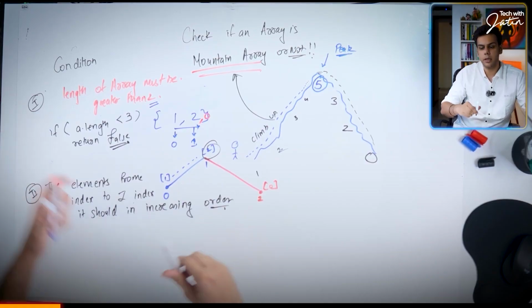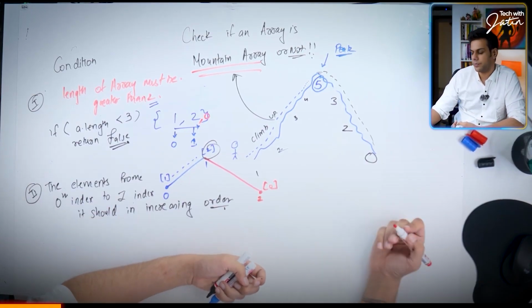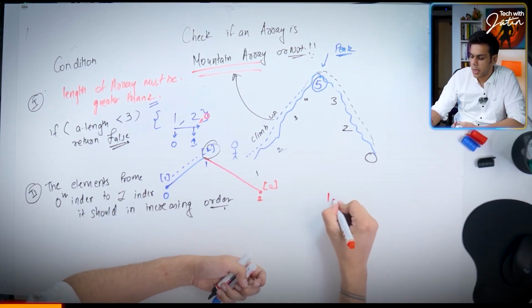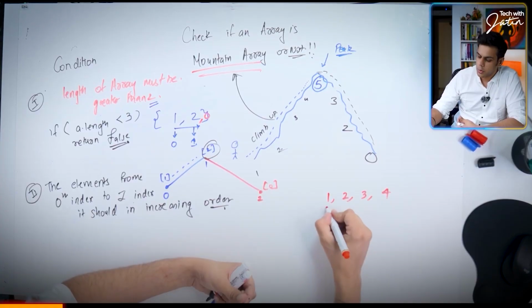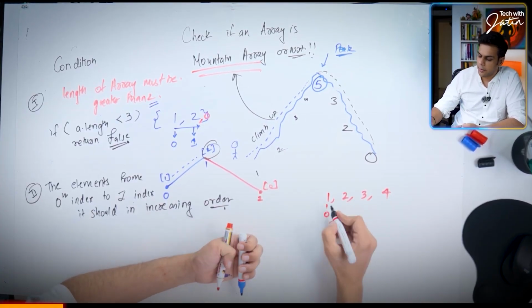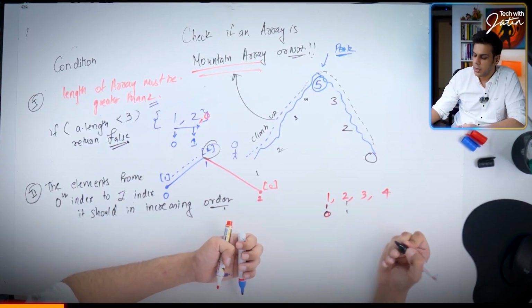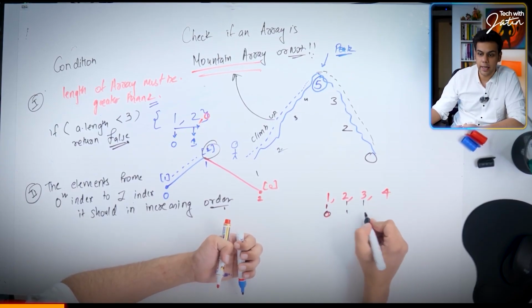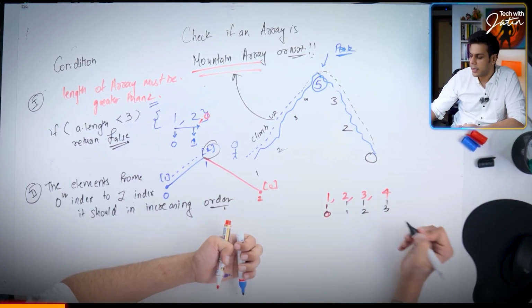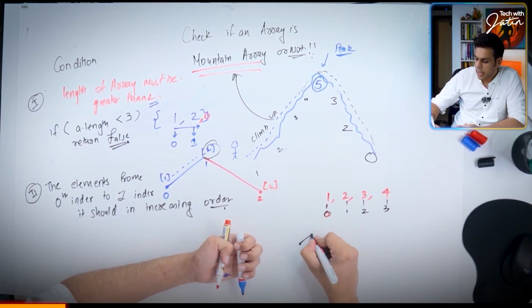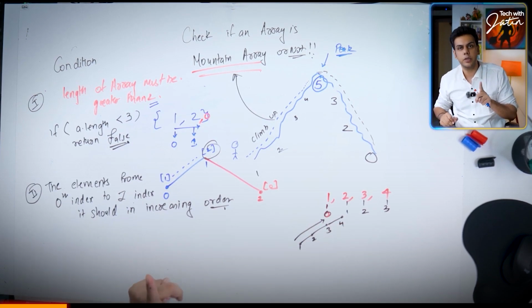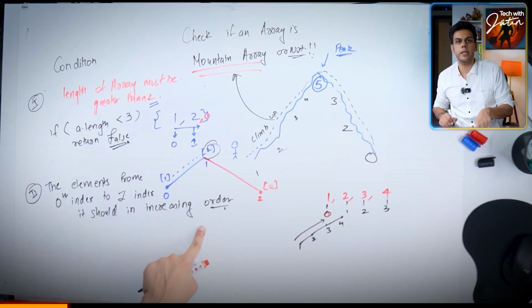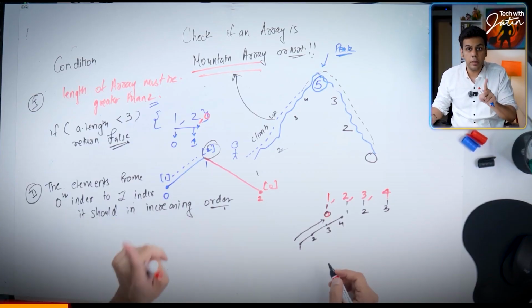All right, it should be in increasing order. So over here, let's say I can have something like this: 1, 2, 3, 4. On the 0th index, I have 1. On the first index, I have 2. On the second index, I have 3. On the third index, I have 4. So over here, our elements are in increasing order. So definitely we are climbing up. Makes sense to everyone? So it should be immediately increasing.